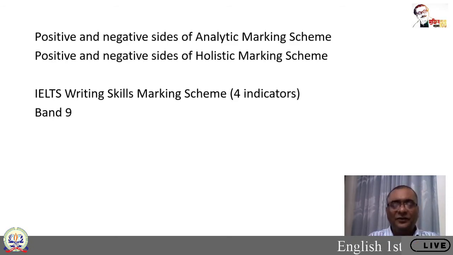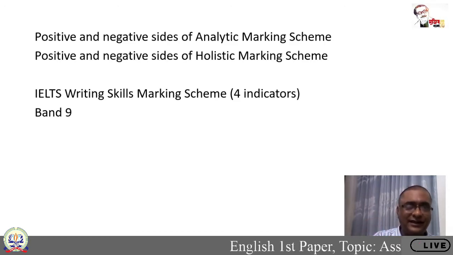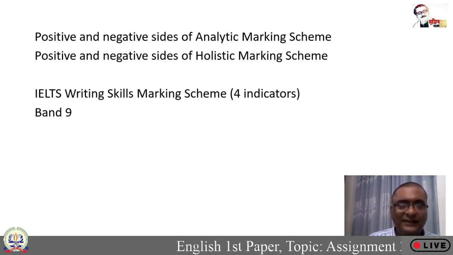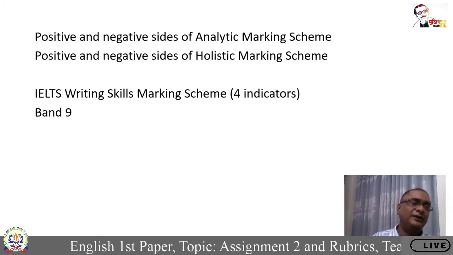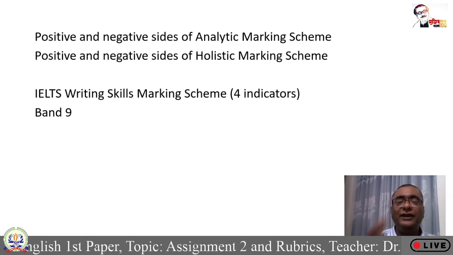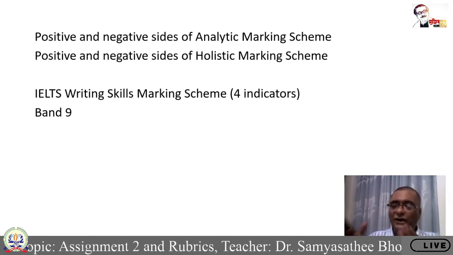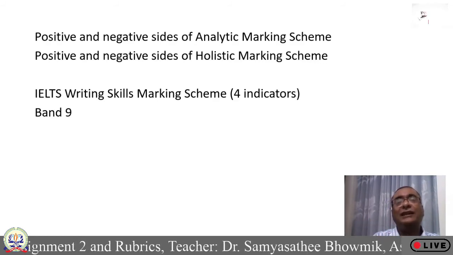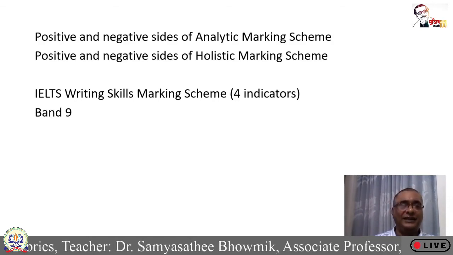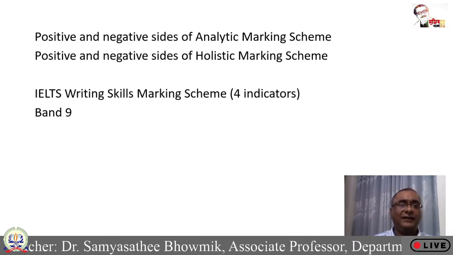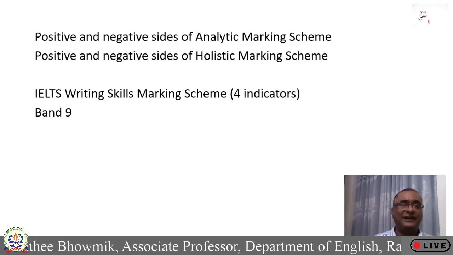So if you maintain analytic marking scheme, or if you maintain this sort of rubrics while checking the script, then the teacher doesn't have any scope to deprive the student because of only his weakness in one particular area. So the weakness of one particular area does not affect the strength of another particular area. That is the positive side of analytic marking scheme. And that is the negative side of a holistic marking scheme to some extent.